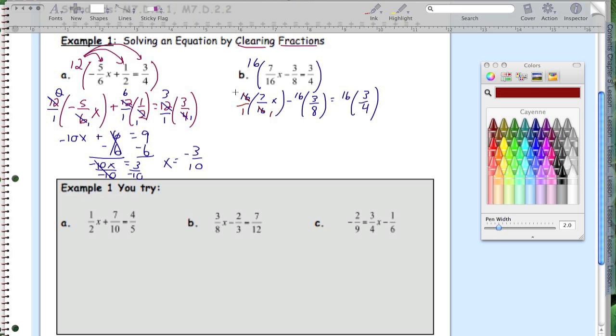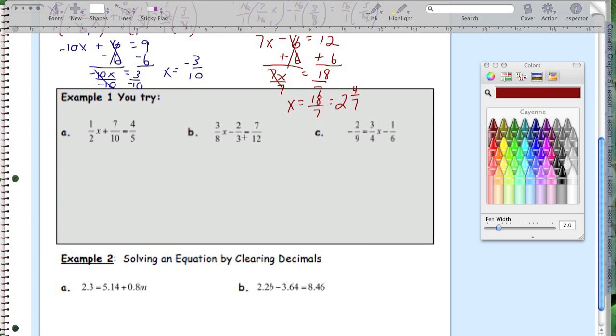16 go away. I'm just left with 7x. Minus, that becomes a 1, that becomes a 2. 2 times 3 is 6. And over here, 16 over 1, 3 over 4. That's a 1, that's a 4. 4 times 3 is 12. So now I'm able to add 6 to both sides. 7x comes down, and over here I have 18. Divide by 7, divide by 7. X is equal to 18 over 7, which would simplify to 2 and 4/7, because 7 goes into 18 twice, that's 14, and you have 4 left over, so 4/7.